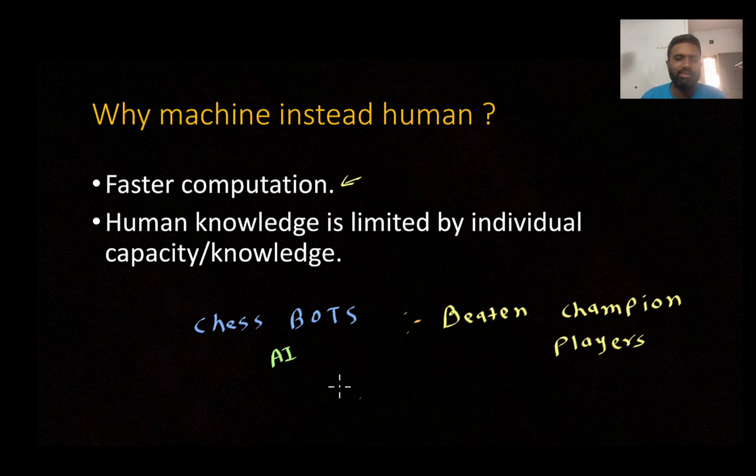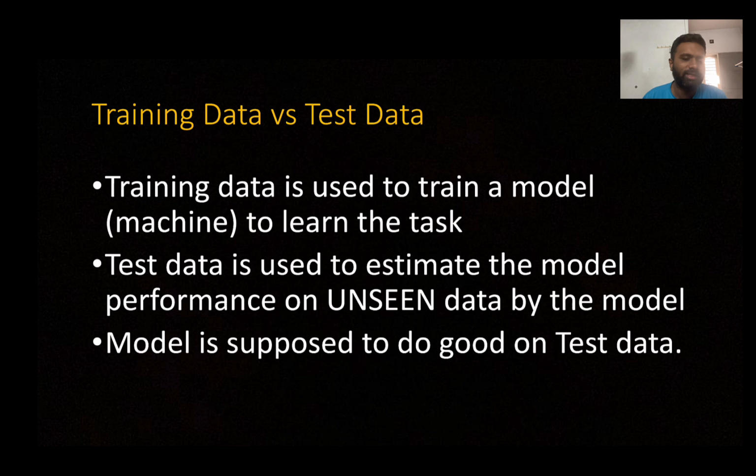So let's finally see the data that is being used in machine learning or data science algorithms, how these are being used, and how this data is being divided. This data is mainly divided into two segments, training data and test data. Training data is the actual data where we want a model or a machine to learn a specific task. Please note that model and machine will be used interchangeably; both mean the same thing. Test data is data where we estimate model performance.